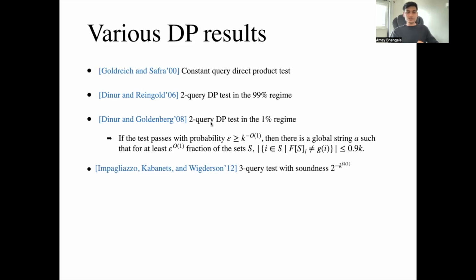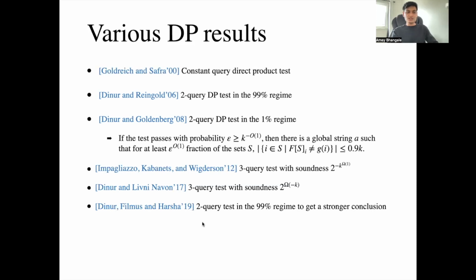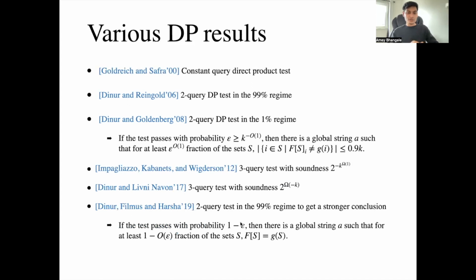So this only pushes the result to this factor of 1 over poly k, and in order to improve that, Impagliazzo, Kabanets, and Wigderson gave a three query test with soundness exponential in k. The two query test cannot do this, since the soundness cannot be improved beyond 1 over poly k, so we need to move to a three query test if we want soundness exponential in k. After that, Dinur and Livni Navon improved this result to soundness truly exponential in k, so 2 to the minus omega of k instead of 2 to the minus k to some constant. And recently, Dinur, Filmus, and Harsha gave a two query test in the 99% regime with a stronger conclusion: instead of approximate matching, there exists a global string A such that for at least 1 minus epsilon fraction of the sets, f of S agrees with the global string A.